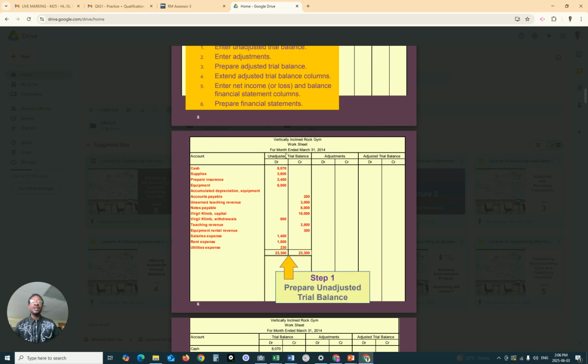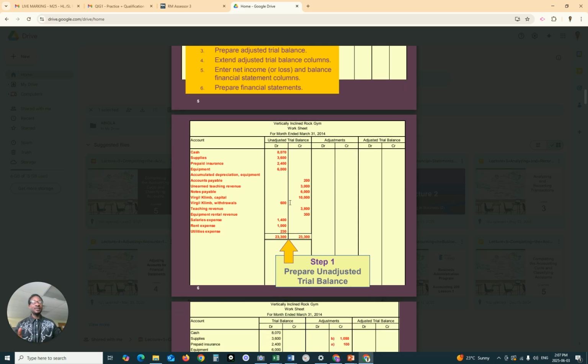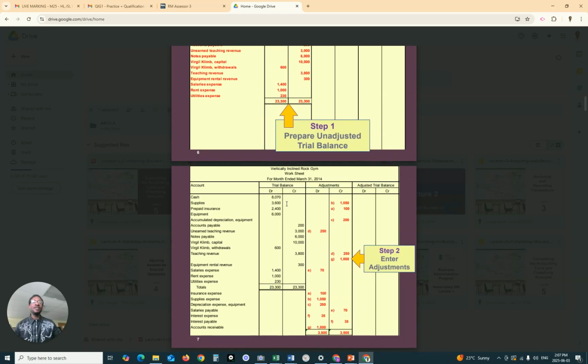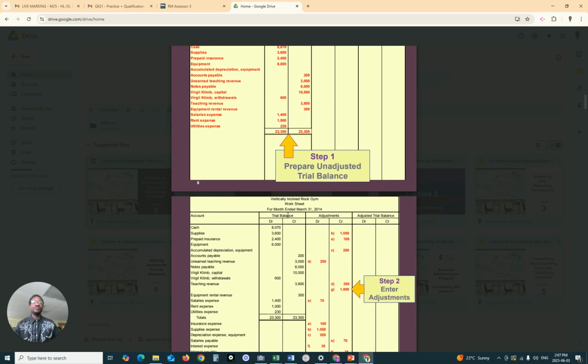So the total unadjusted trial balance in the debit is 23,300. Credit 23,300 also. No adjustments made. These are the opening balances. These are the balances that nothing has been done to adjust. That's step 1. Now step 2 is to adjust the entries accordingly based on what you used.